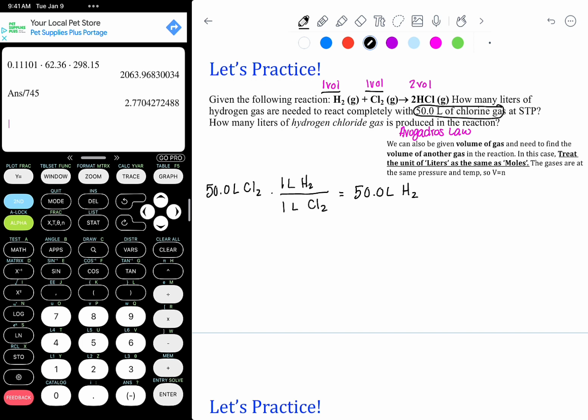So you can do it the other way if that makes more sense to you, but you could also do it this way, where you could just use liter to liter ratios instead of mole to mole ratios.